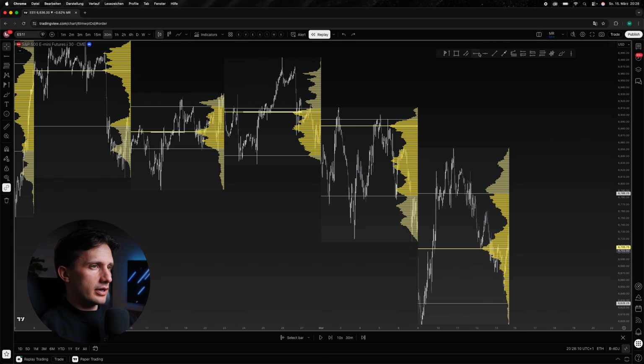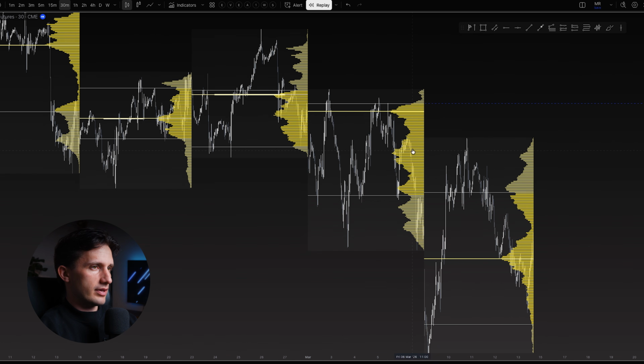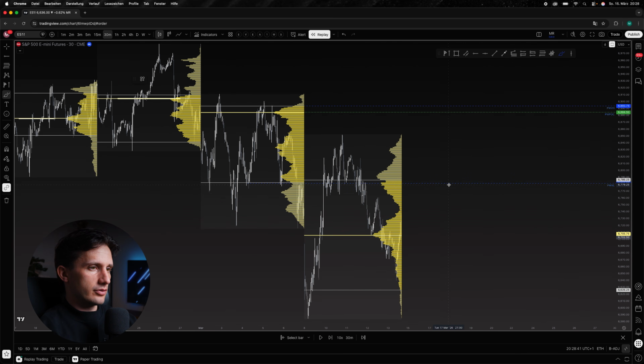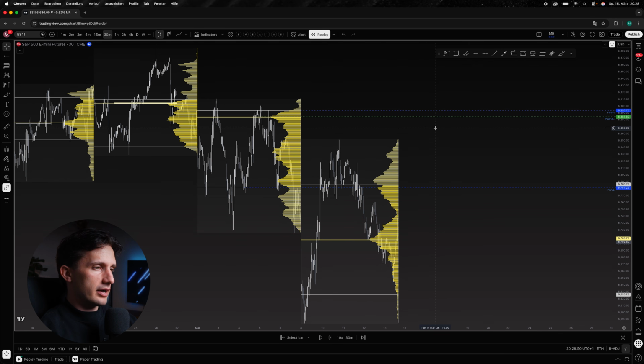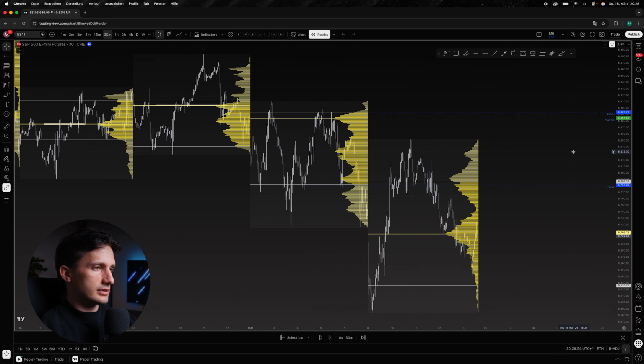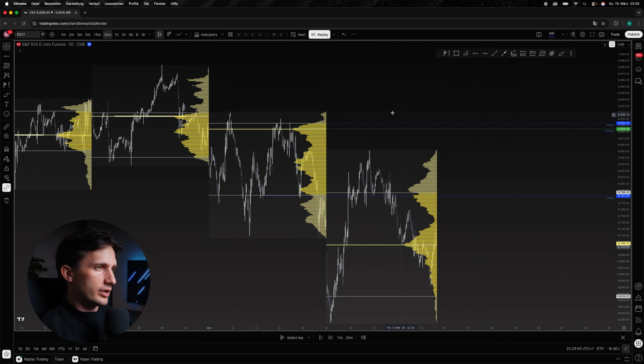So what I'm doing right now is just marking out previous week value area high and previous week value area low. You can also do the previous week point of control right in here. So first of all, now you have 2 good zones, right? Because previous week value area high and low more often than not act really great as support and resistance. So that's the first thing that we are doing on the weekly profiles.